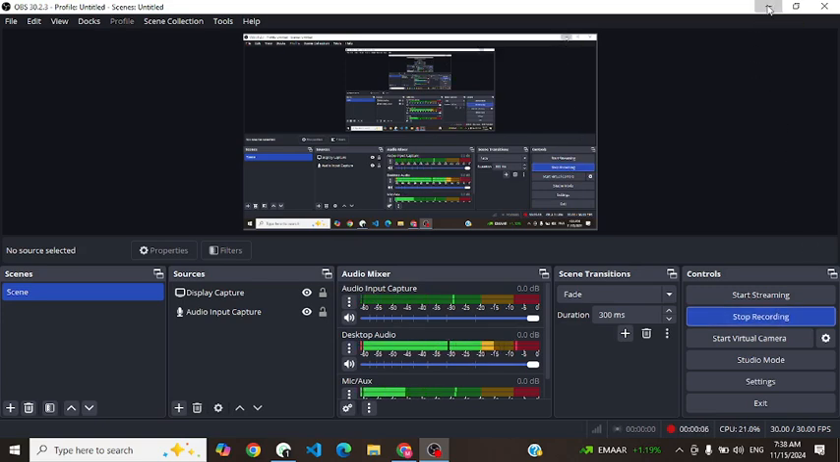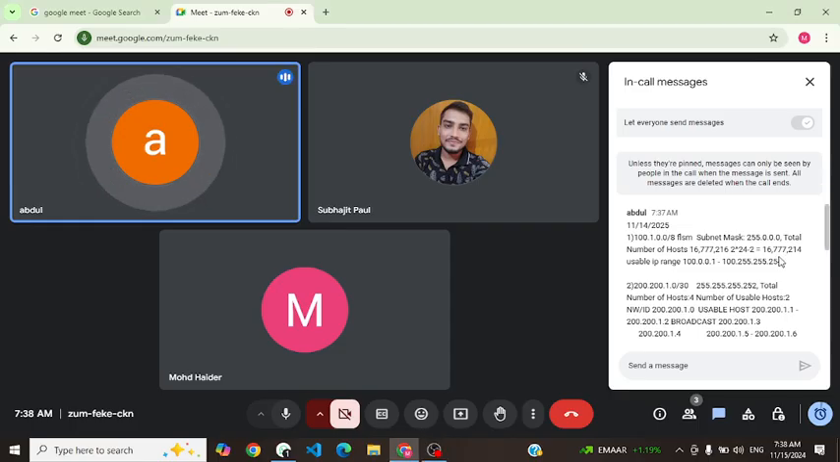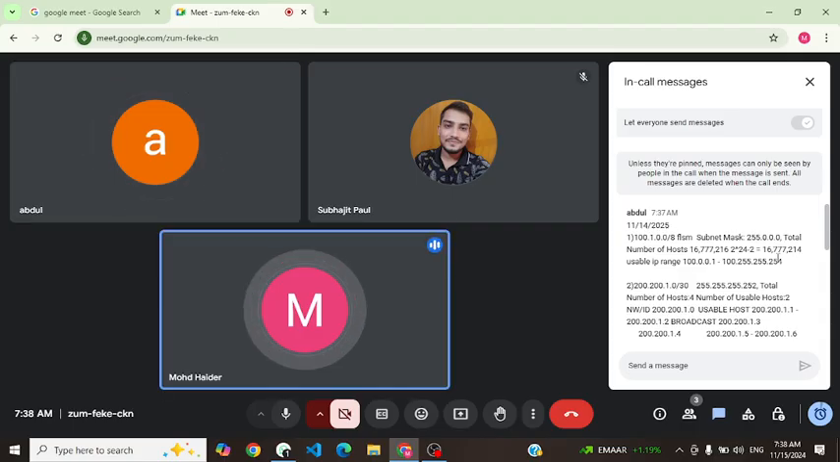Usable IP is this one, right? Because we are making the changes in the... So the edited usable IP range is from... Yeah, yeah, exactly. It is correct.